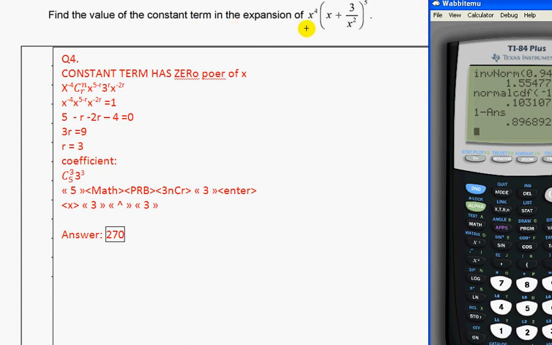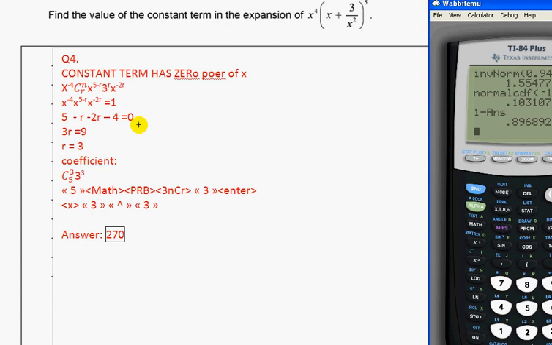Constant term has 0 power of x. So if it is x minus 4, the general term is C(5,r) x^(5 minus r) times 3^r x^(minus 2r), because we have 3 here and x minus 2. So then we equate the exponents. Exponents together will give us 0, because on the other side we have x to the 0. So we get r equals 3.